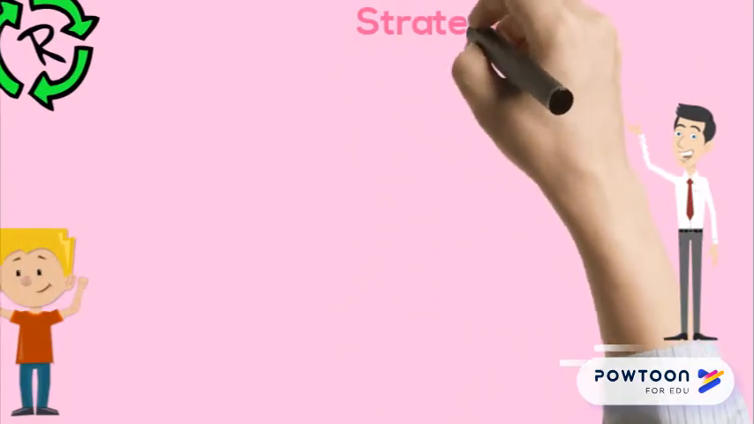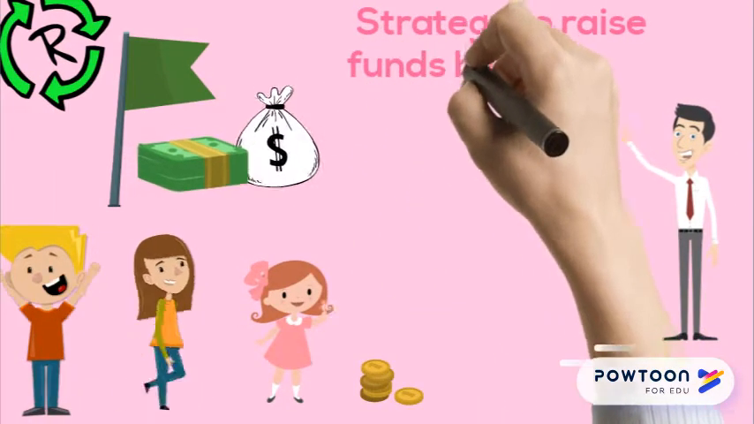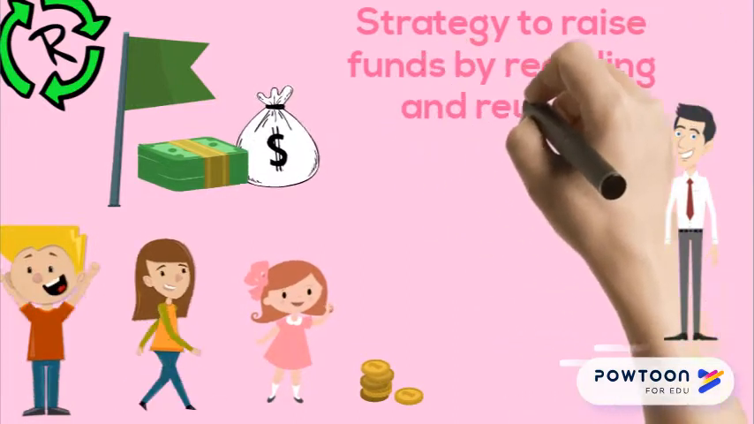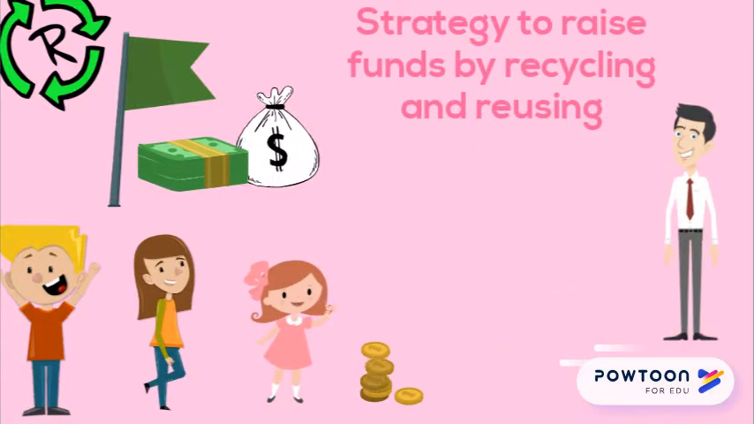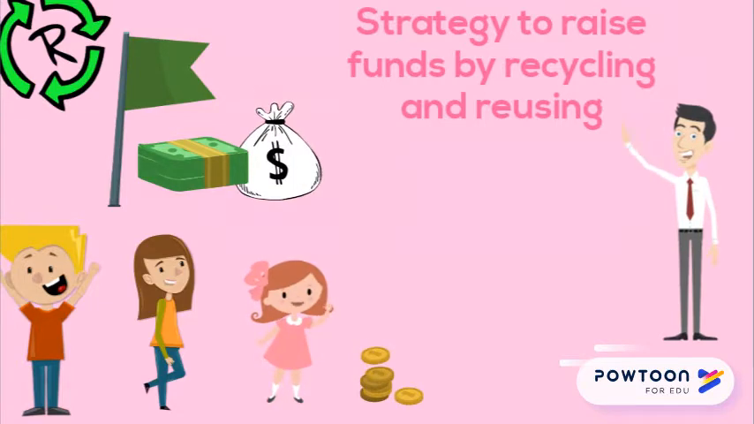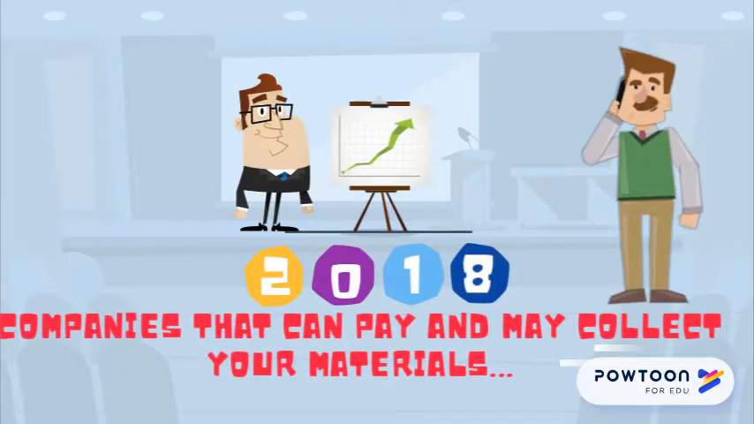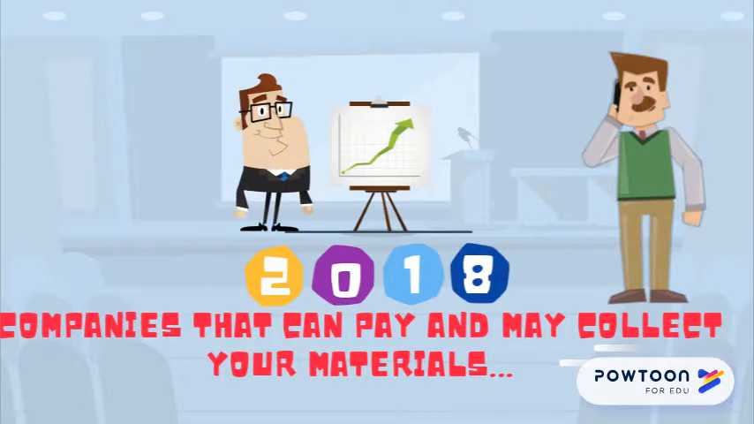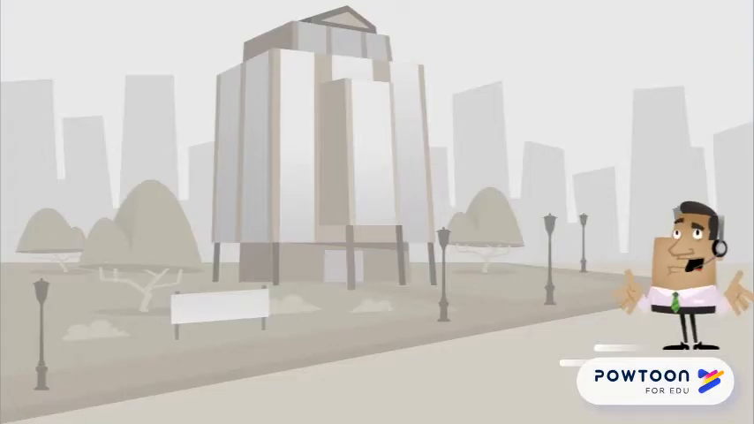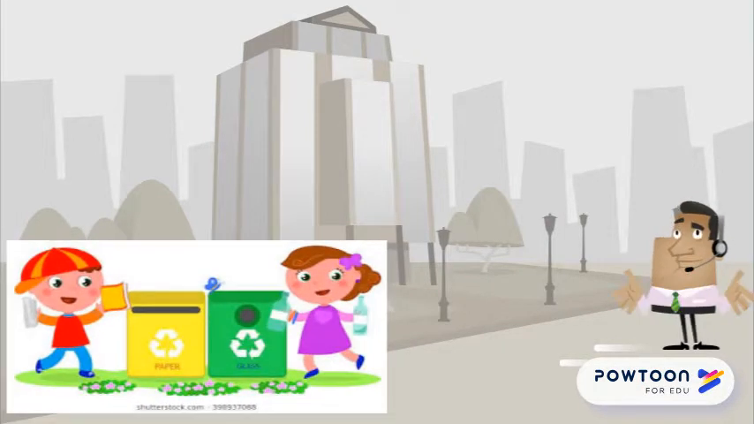Let's talk about a strategy to raise funds by recycling and reusing. There are many ways that you can raise funds for your school by collecting and recycling. Some companies will collect the materials that you collect and recycle them. Some may even pay for the items collected. Some companies that you could contact include: Glass. The glass recycling company allows schools to apply for glass banks. Paper. They put paper bins at the schools for the collection of paper, and they collect it from your school.